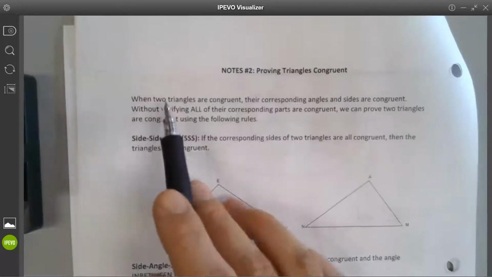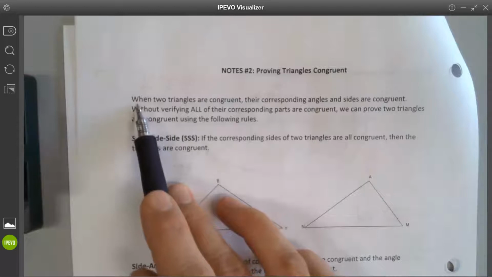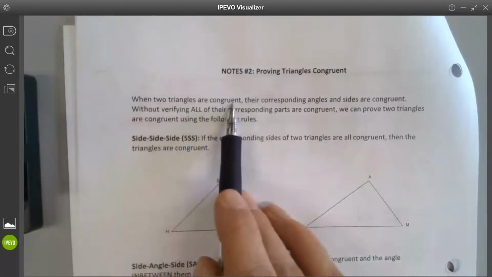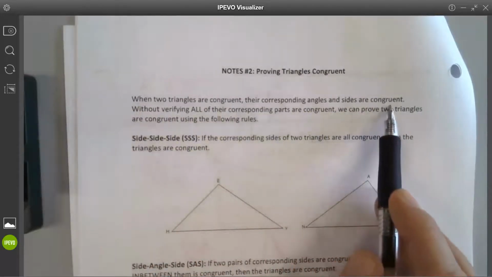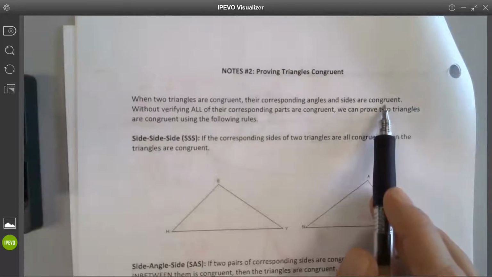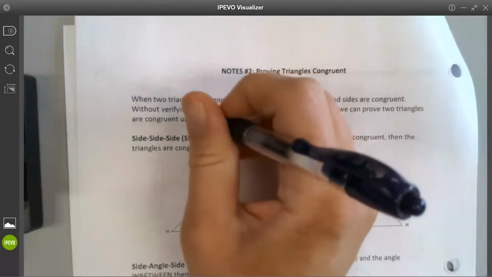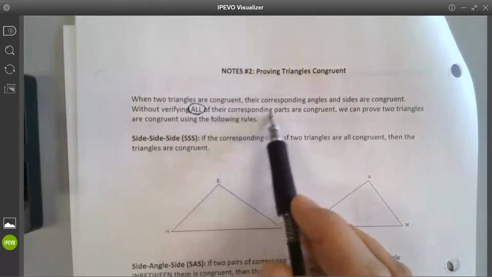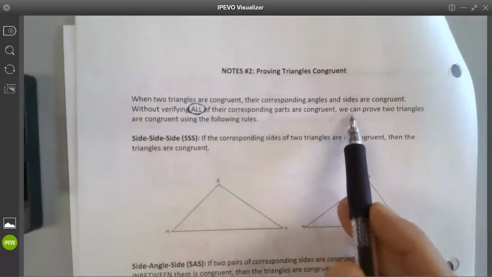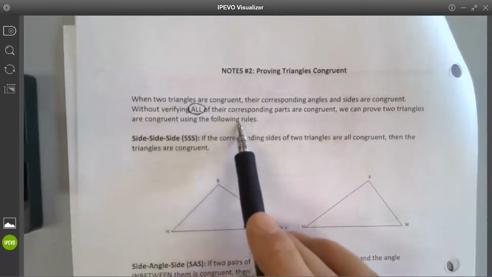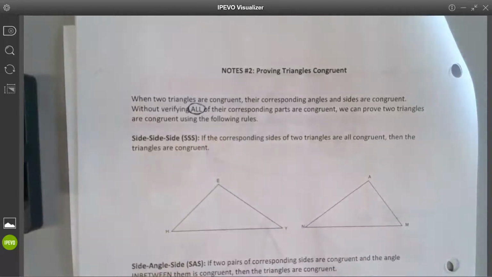If you read this paragraph, it says, when we know that two triangles are congruent, their corresponding angles and sides are congruent. That's what we were just using. If we knew they were congruent, then we know all these pieces match up. But we don't need to verify that all of their parts are congruent. We can prove two triangles are congruent using the following rules. There are certain ways that we can say, because these things are true, that's enough for me to say all of the parts must match.